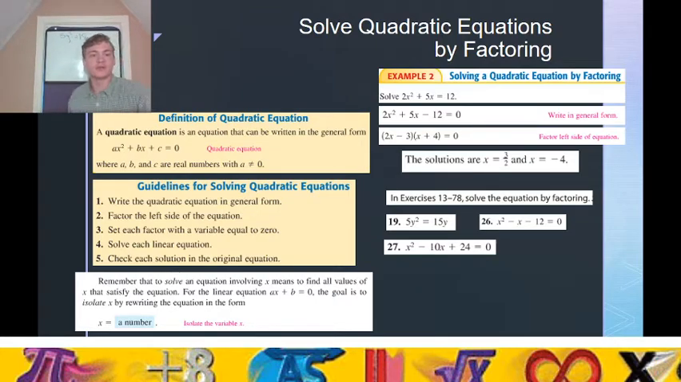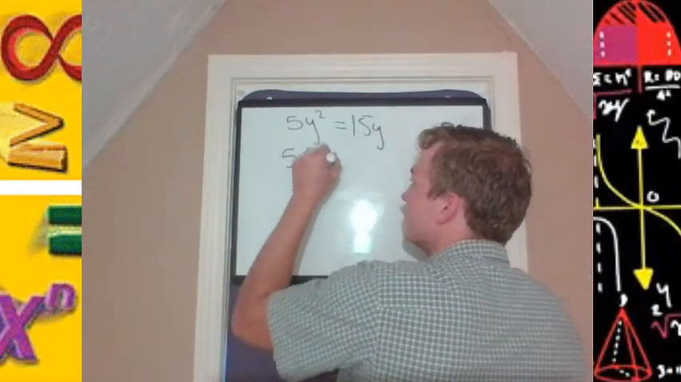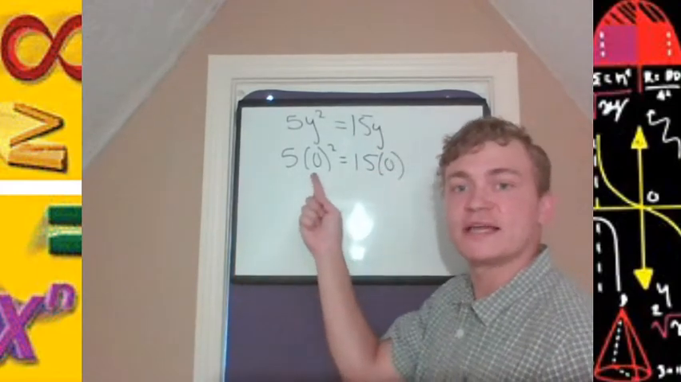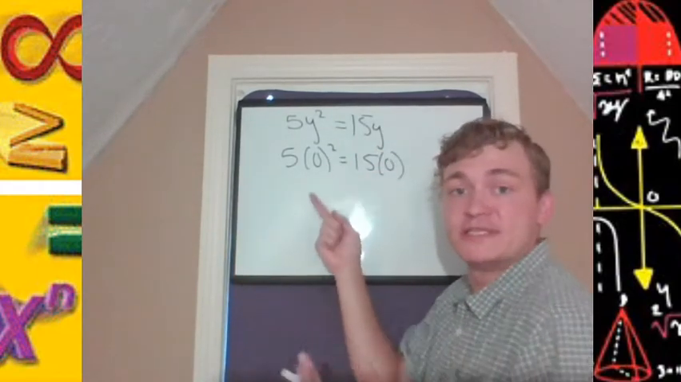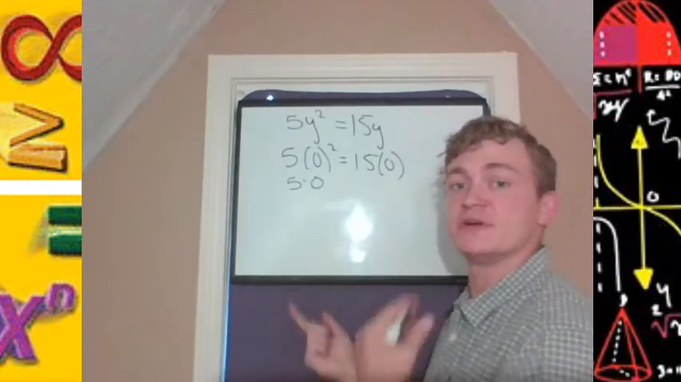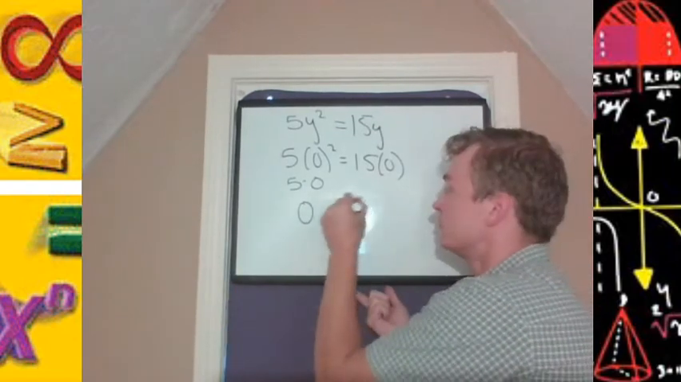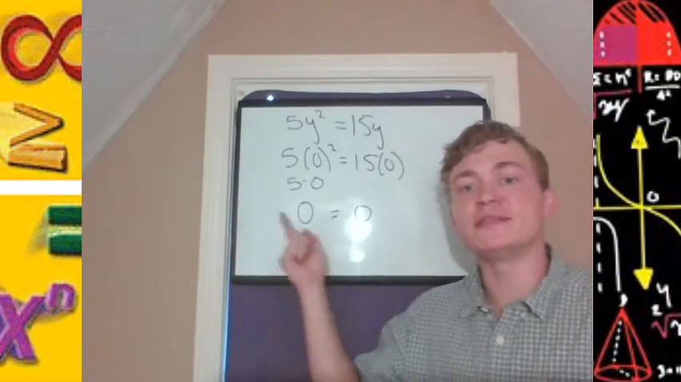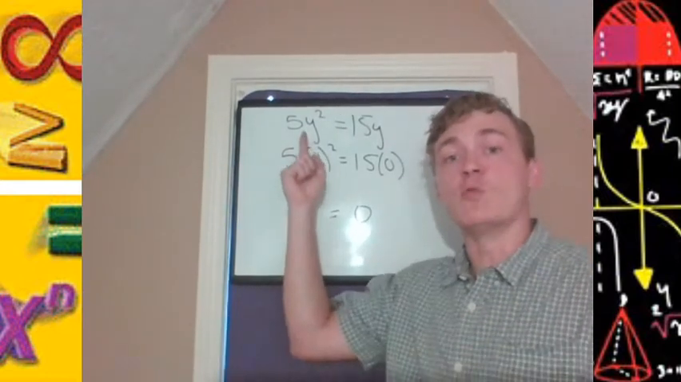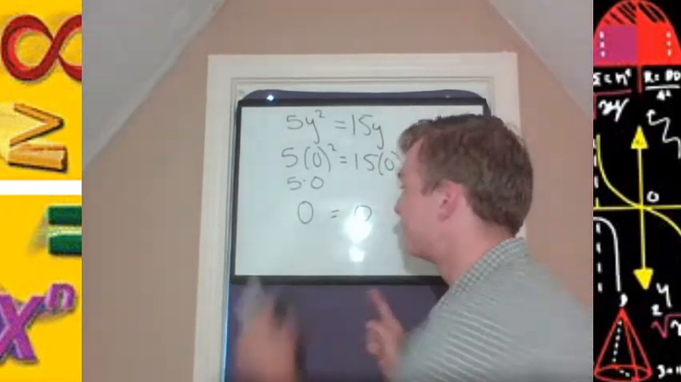So, going back to the full screen here, if y is 0, we see that on the left-hand side, 0 squared, which is 0 times 0, is 0. And so 5 times 0 squared is 5 times 0, which is 0. On the right-hand side, 15 multiplied by 0 is also 0. So we get that 0 equals 0. That is a true statement. Therefore, y equals 0 is, in fact, a correct solution. We just confirmed that.